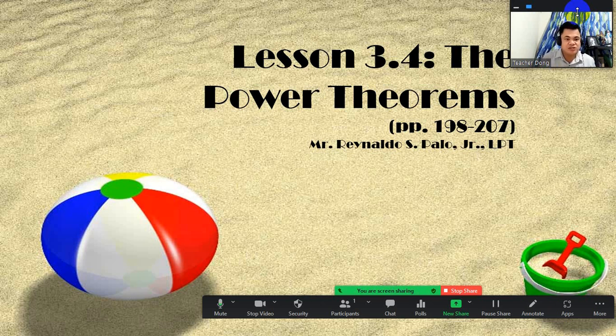Okay, so in this lesson, let's talk about power theorems. Mostly, we are going to solve for the measurement of the lengths of segments or the whole secant or tangent, depending on the theorem. For my students, for your reference, it's from page 198 to 207 of your books.